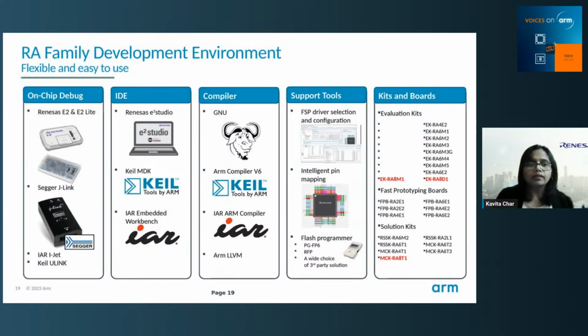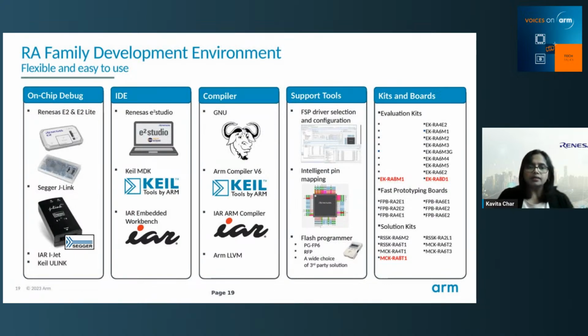This is a quick look at the development environment. We have a very robust set of tools and software that our customers can use. On-chip debuggers, we have our own Renesas E2 and E2 Lite, but we also fully support our partners, Segger, IAR, and Keil with their debuggers and probes. IDEs, we have our own e2 studio based on Eclipse, but we also support the Keil MDK and the IAR Embedded Workbench.